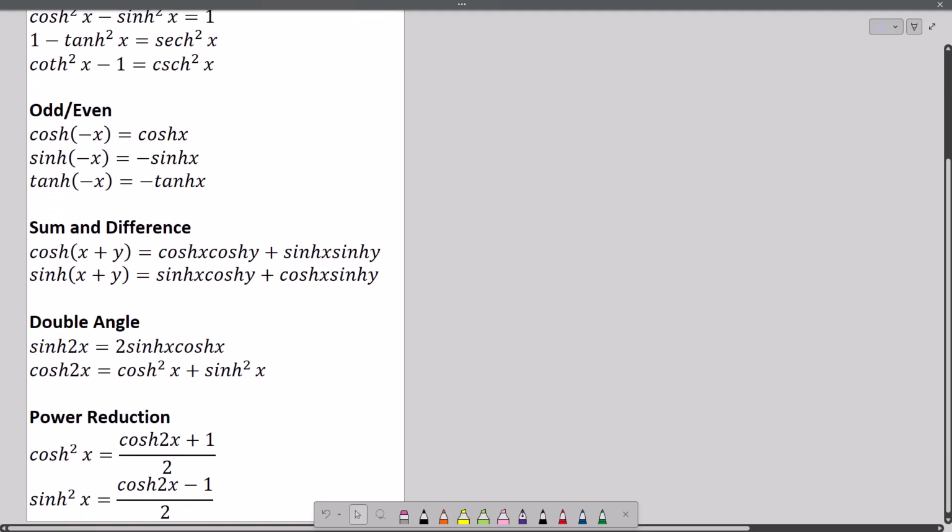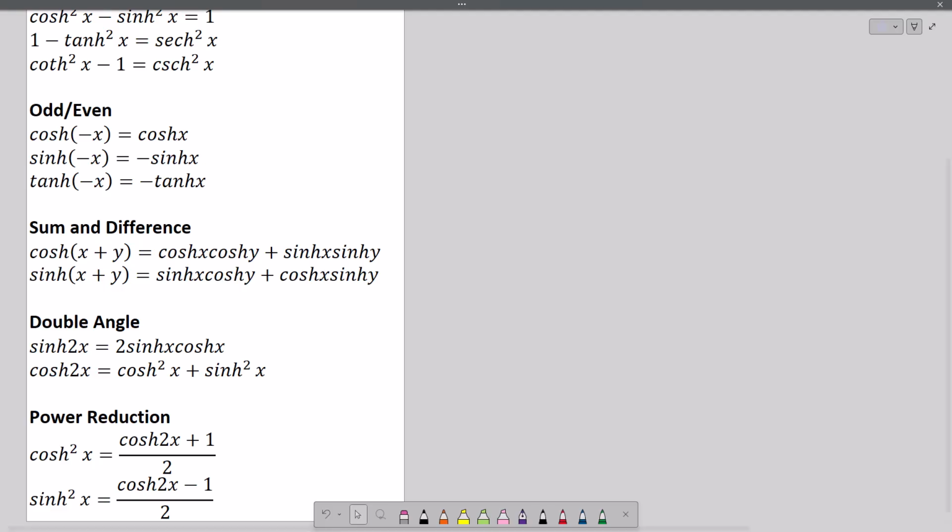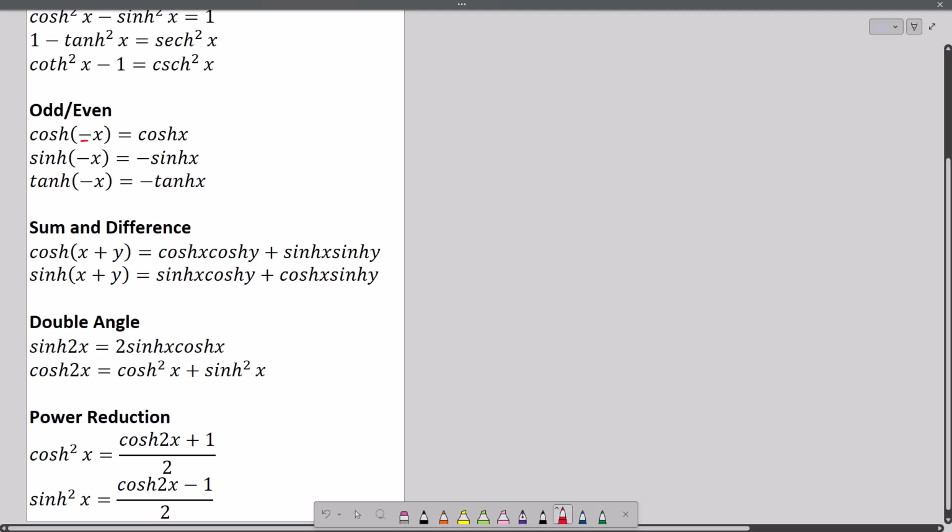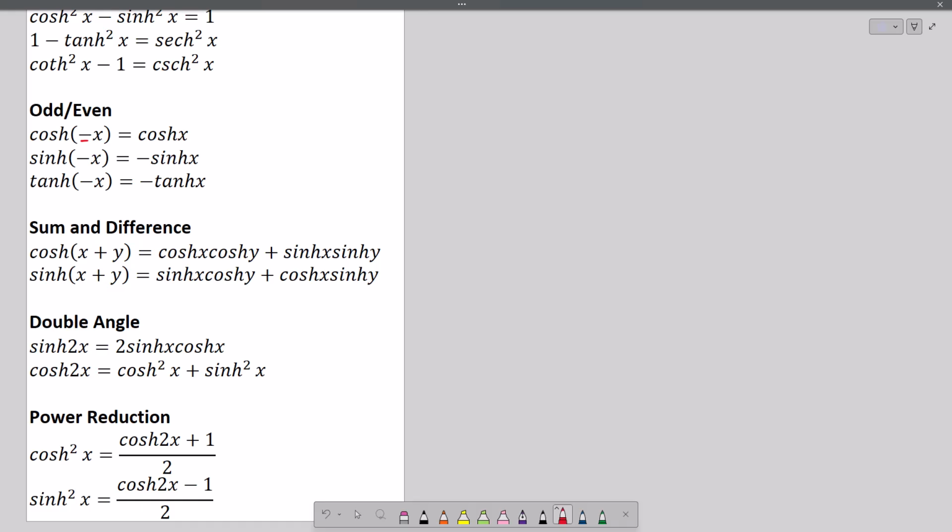Odd-even properties are the same. Cosine is an even function, just like cosh is an even function. Remember, it's even if you put in the opposite of x and you get the same thing that you would get without the minus. If you put in the opposite of x and you get out -1 multiplied by it, it's reflective, and so you get that symmetry. So that's an odd function. They call it symmetry about the origin. And so just like sine and tangent are odd, sinh and tanh are both odd.